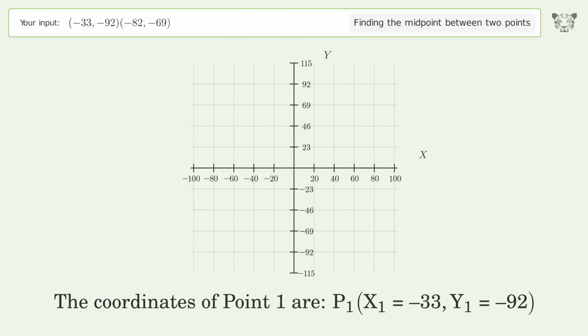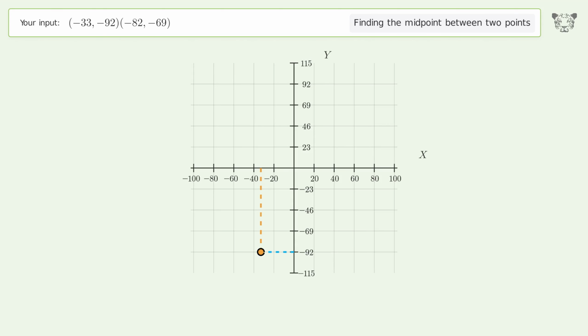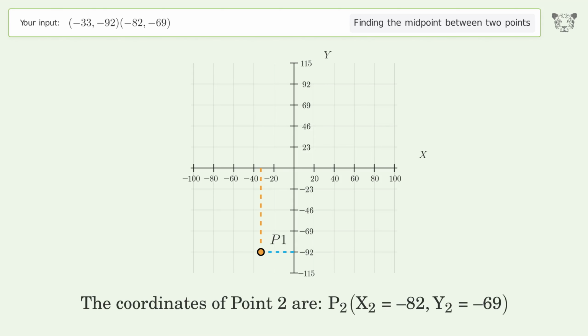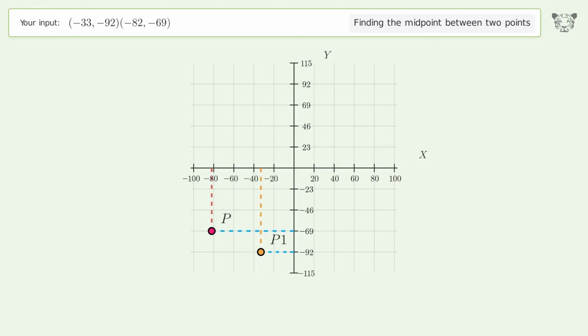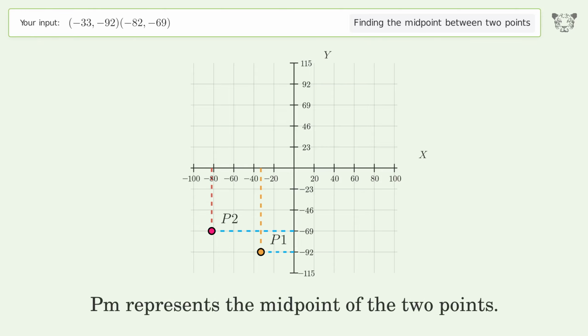The coordinates of point 1 are, x1 equals negative 33, y1 equals negative 92. The coordinates of point 2 are, x2 equals negative 82, y2 equals negative 69. PM represents the midpoint of the 2 points.